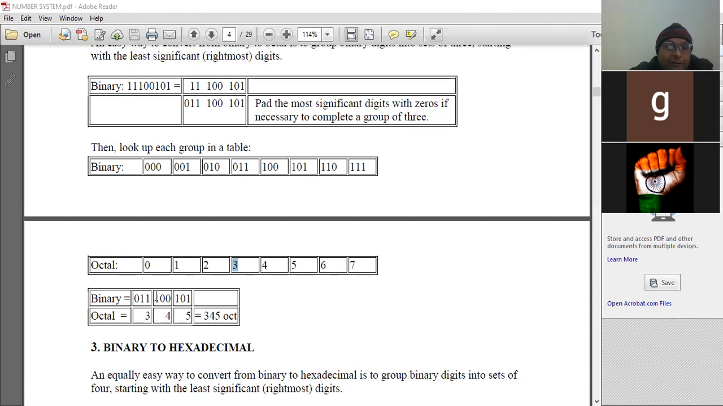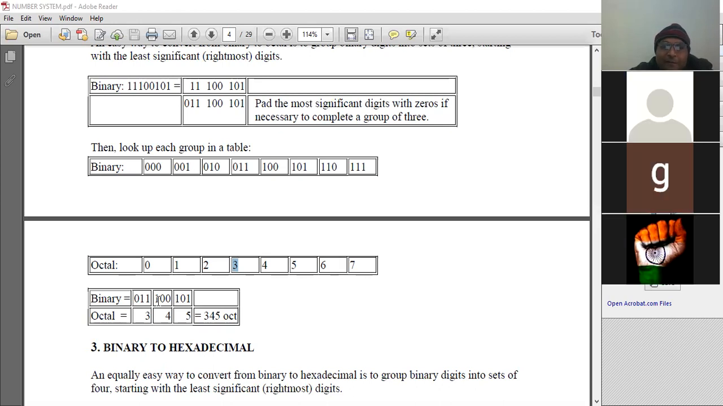1 into 2 raised to 2. So I have 4, represented by 4. In the similar case, this 1 into 2 raised to 0. What will be the output?